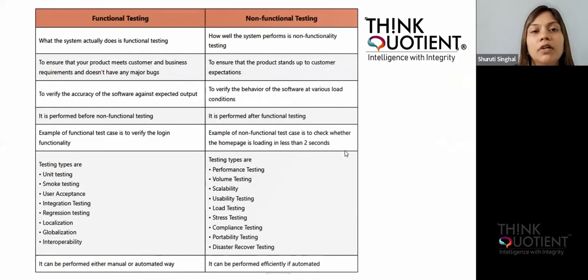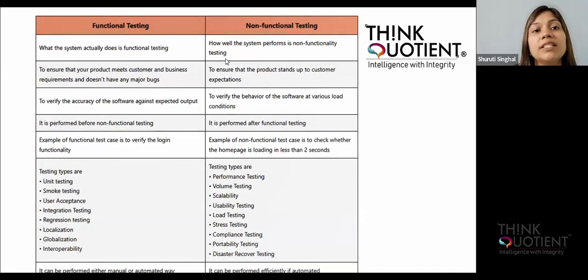Now, guys, we have covered what is functional testing and what is non-functional testing. So now we need to discuss the difference between functional and non-functional testing. When I talk about functional testing, what the system is actually doing is functional testing. So if my login button is performing properly or not, if registration is happening properly or not, if payment is happening properly or not, all these are part of functional testing. But in non-functional testing, we check how well the system is performing.